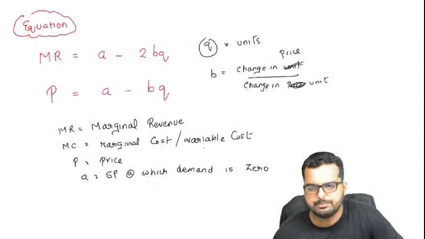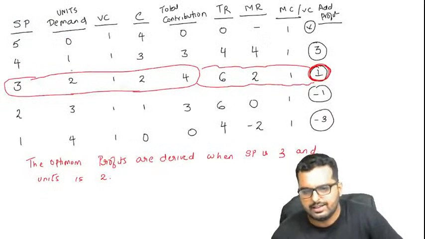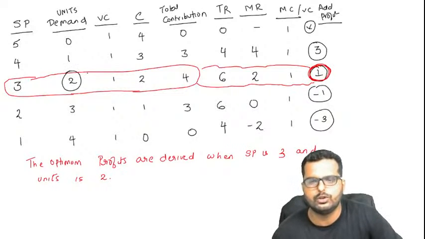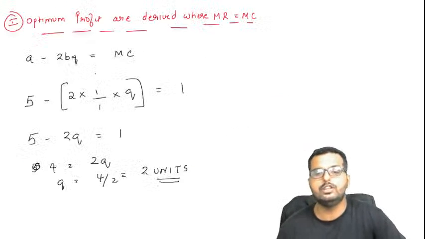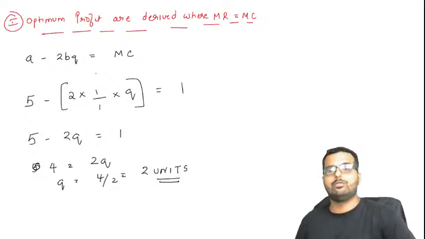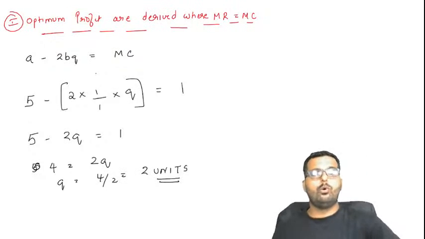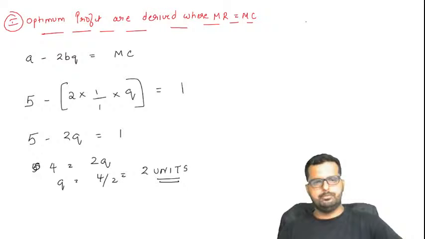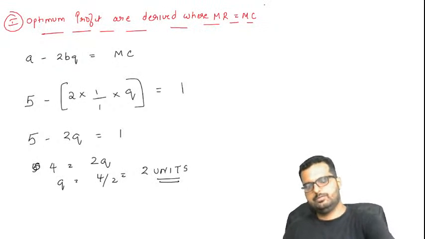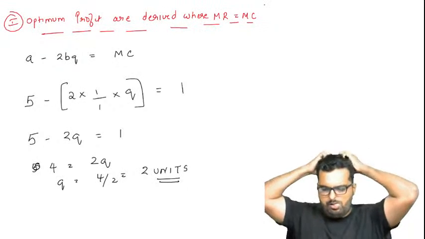Just go and check. Do you get exactly the same answer over here which we got using common sense now? That is how this equation helps you find out at what units your overall profit is maximum. Can you write this down in your books now?